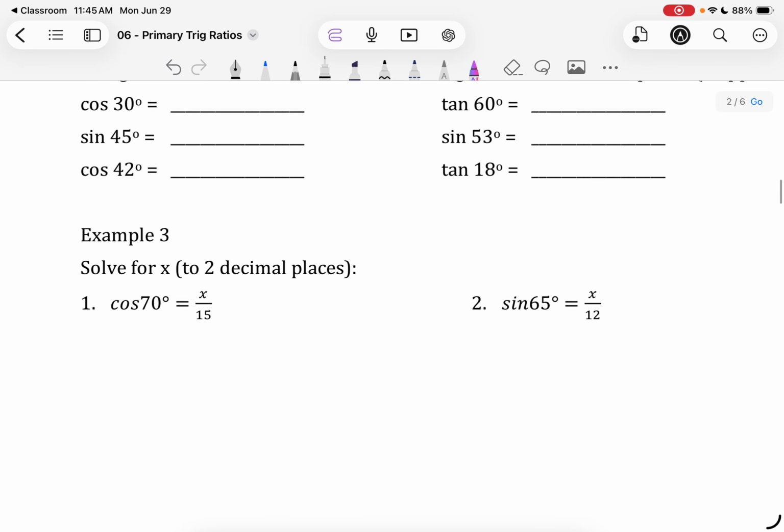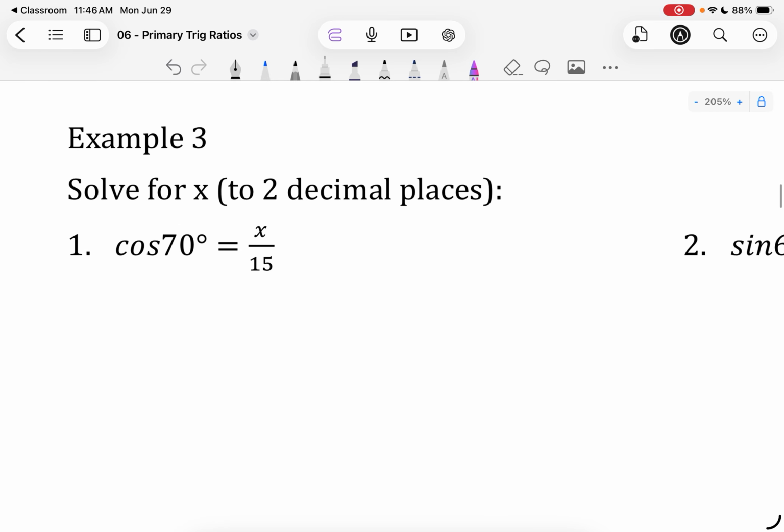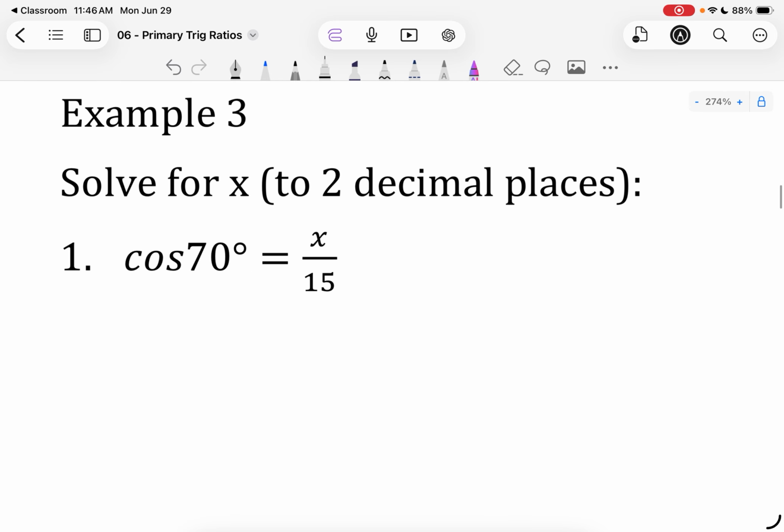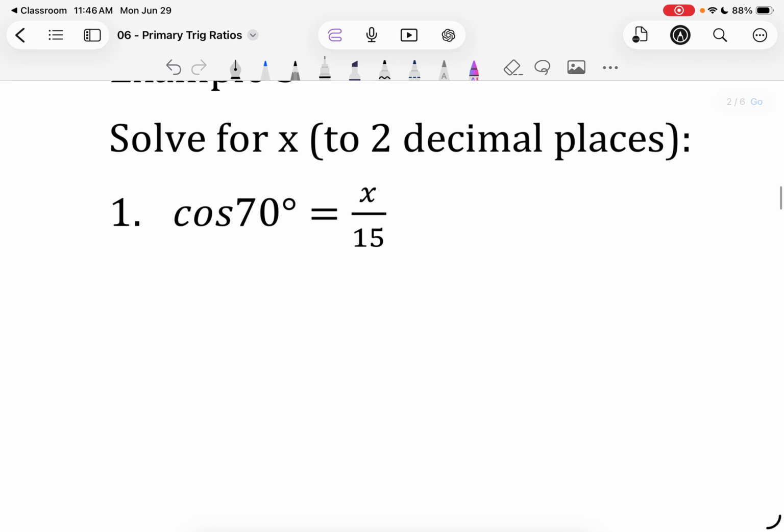Let's just skip that. Let's go to here. What if you get given the angle, but you need to find the side length? In this case, this would be the triangle.